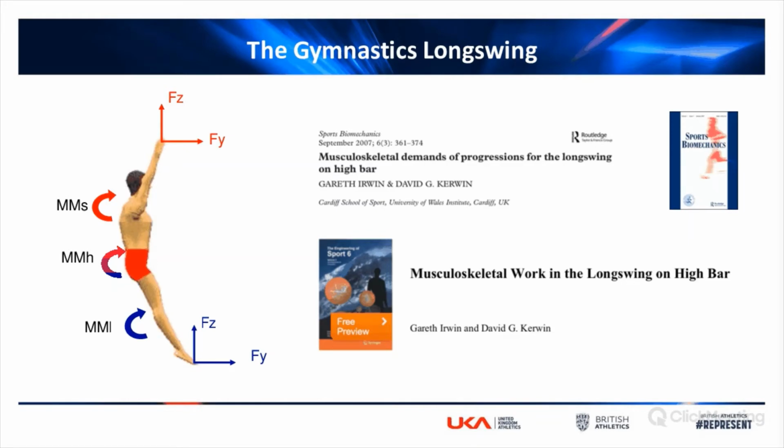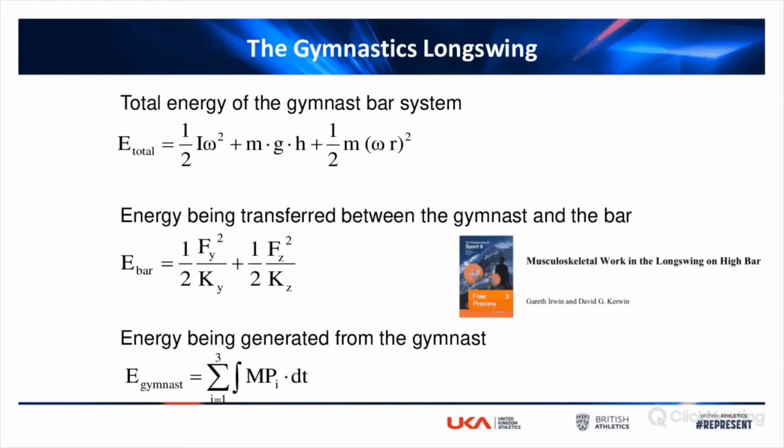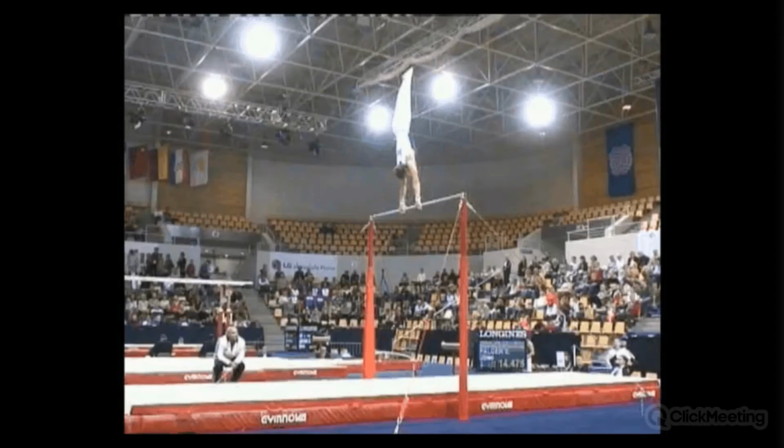So again, just looking at what we can learn from gymnastics, we know that in the long swing, there's muscular work that goes on at the shoulder, hip, and knee joints, and that creates force for the swing action, but also it creates force at the bar. And that's important for us to understand in terms of application for pole vault and loading the pole. So in the middle of those equations, don't worry too much about this, there's energy transferred between the gymnast and the bar during long swings in gymnastics. And there's a reason for that.